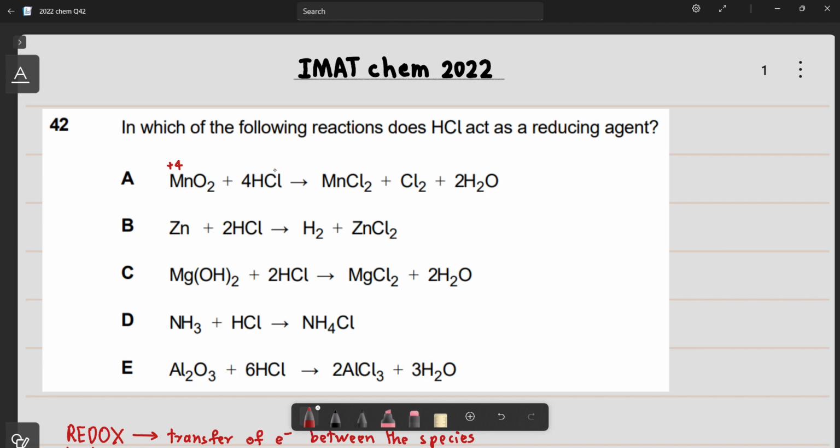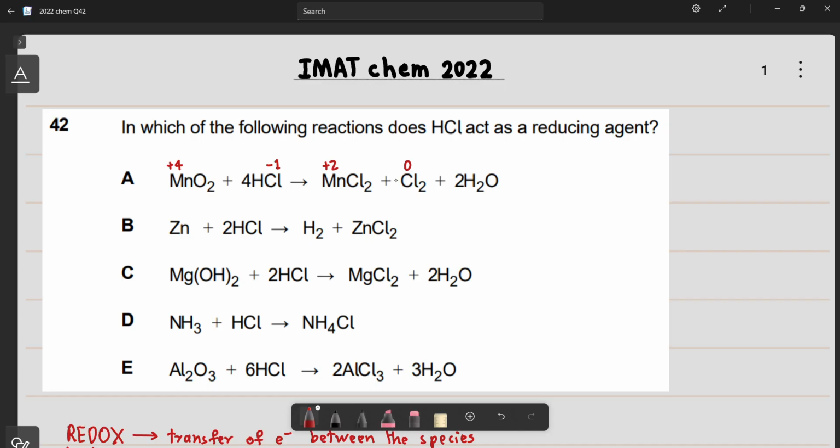In HCl, I'm going to focus on the chlorine atom. It is -1. Over here it's going to be +2. And the oxidation state of the chlorine atom in the chlorine molecule is going to be 0.